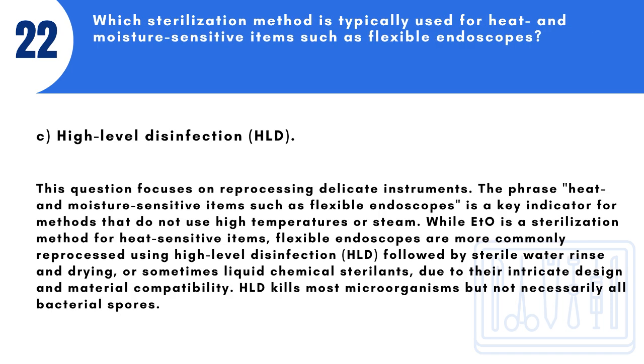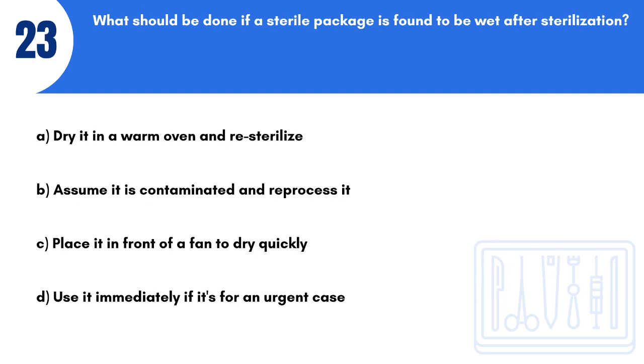Answer: C. High-level disinfection, HLD. This question focuses on reprocessing delicate instruments. The phrase heat and moisture-sensitive items such as flexible endoscopes is a key indicator for methods that do not use high temperatures or steam. While ETO is a sterilization method for heat-sensitive items, flexible endoscopes are more commonly reprocessed using high-level disinfection, HLD, followed by sterile water rinse and drying, or sometimes liquid chemical sterilants, due to their intricate design and material compatibility. HLD kills most microorganisms but not necessarily all bacterial spores. Question 23.